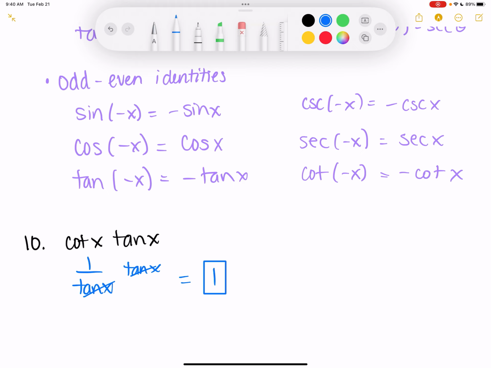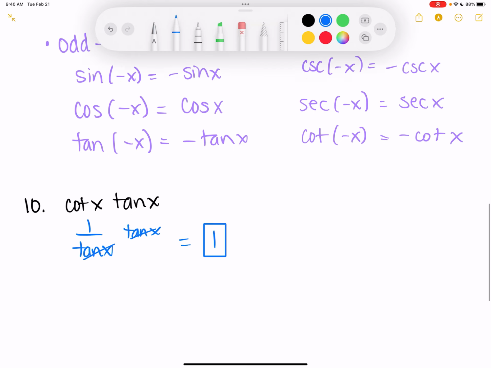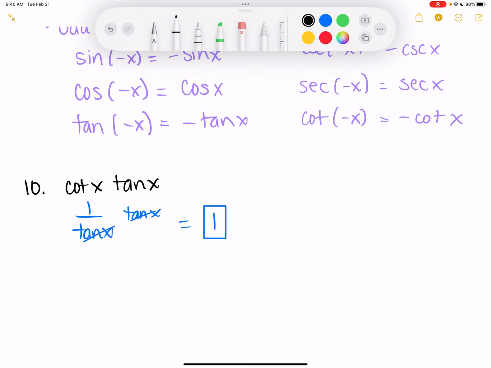I feel like these are going to get significant. Oh, they are. Honestly, this is my least favorite part. I love the first chapter of trig.